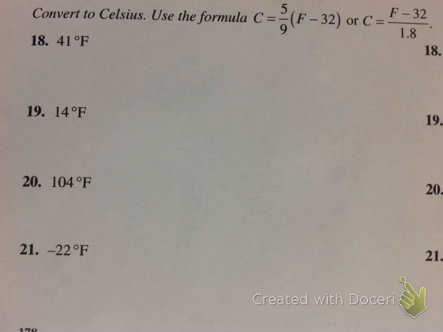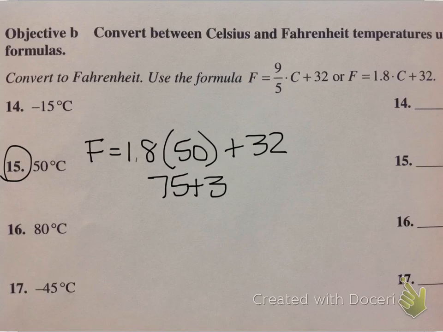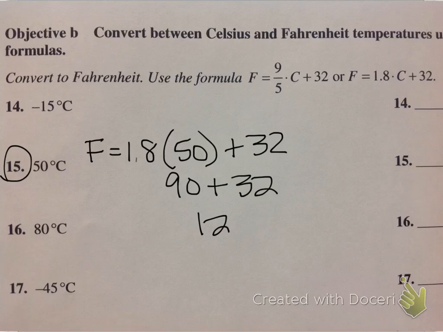Now let's look at one where we're converting the other direction. I just realized I punched the wrong number into my calculator on that previous calculation. I put in 1.5 instead of 1.8, so that means I got the wrong answer. So actually, it wasn't 75, it was 90. So 90 plus 32 is going to leave me with 122 degrees Fahrenheit. There we go. I noticed it when I went to grab my calculator.